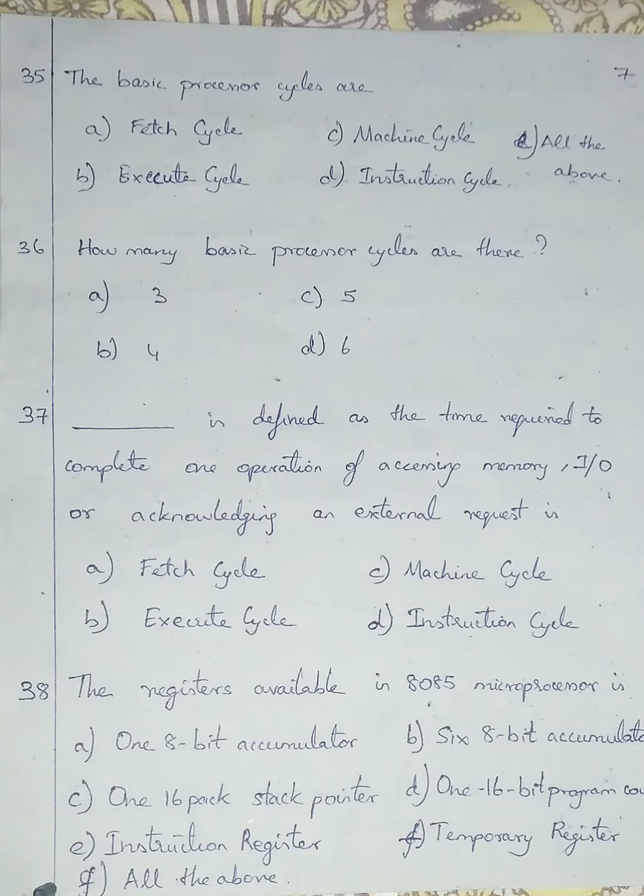The basic processor cycles: there are 4 basic processor cycles. First one is the fetch cycle. Second one is the execute cycle, third one is the machine cycle, and fourth one is the instruction cycle. So I am going with option E, all the above.